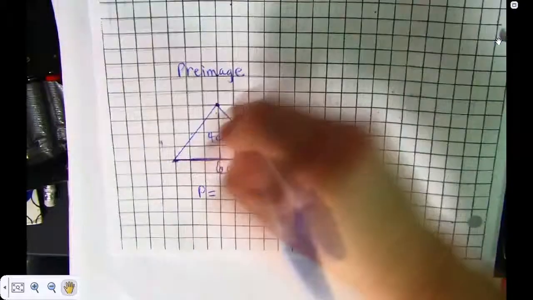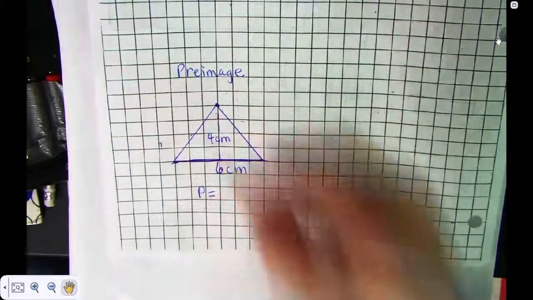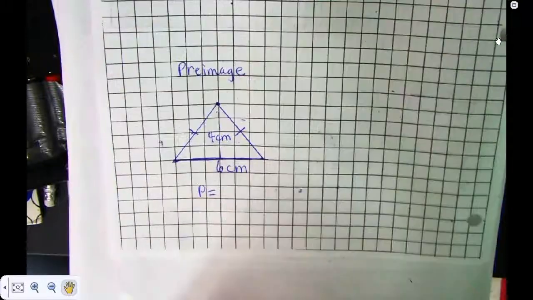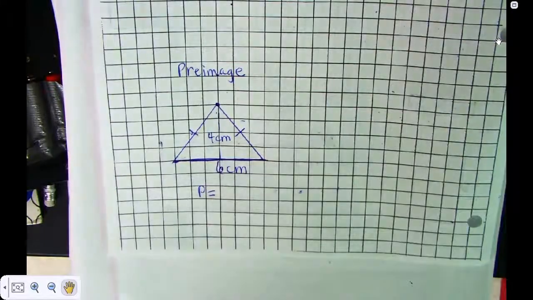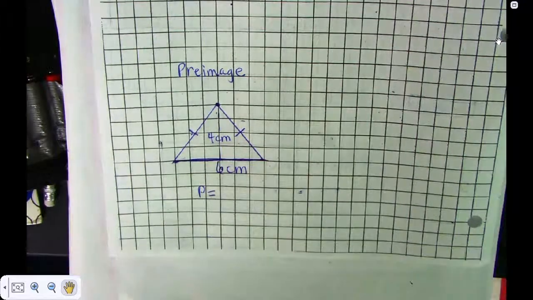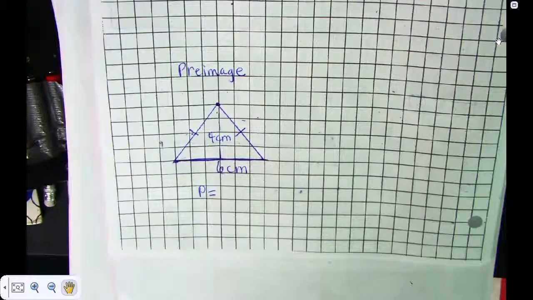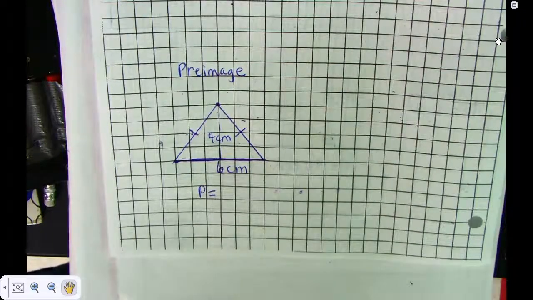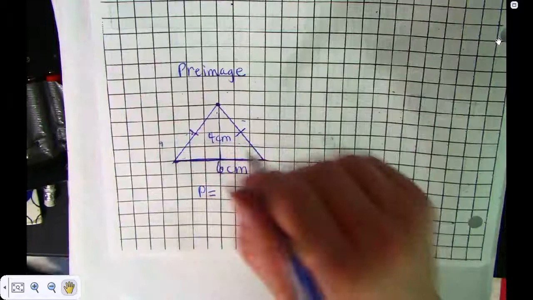You don't know these sides. You know that they're congruent, but we don't know what they are. The 4 has nothing to do with the perimeter. It's not on the outside edge of this. Now, sometimes the height is on the outside edge, but not this time. It's in the middle. So you don't know what these are. But guys, soon you're going to learn how to get this side.